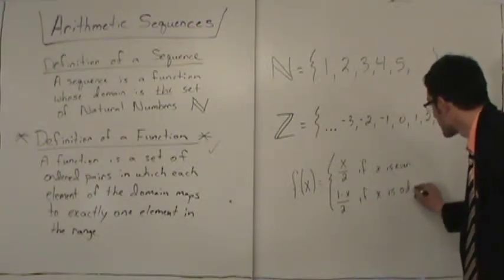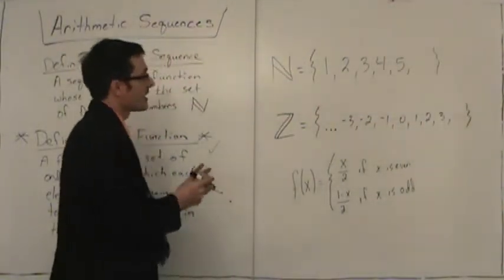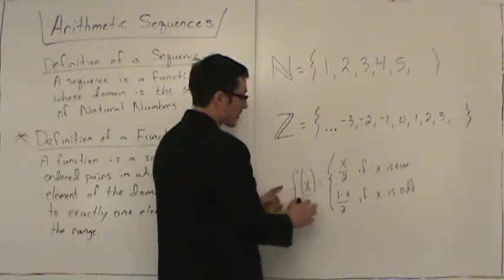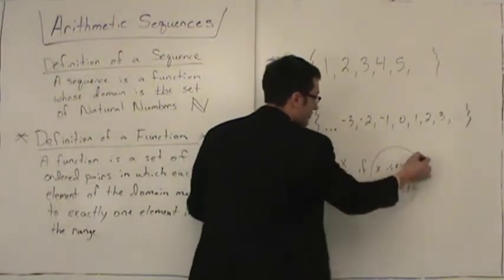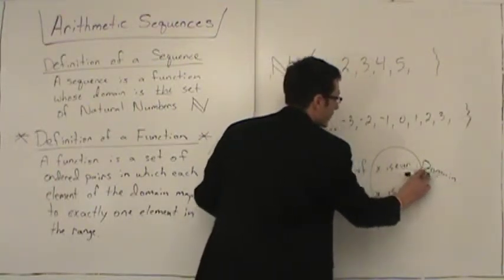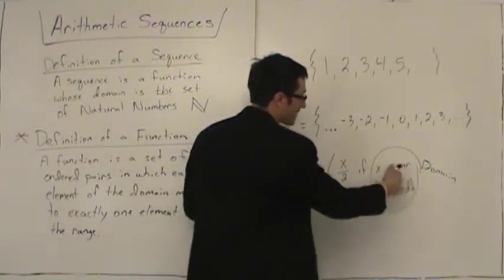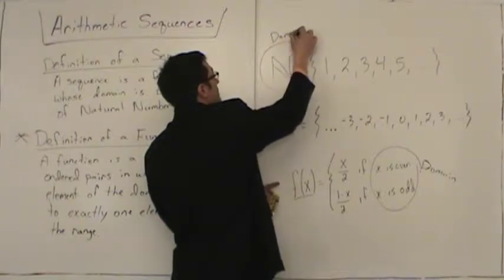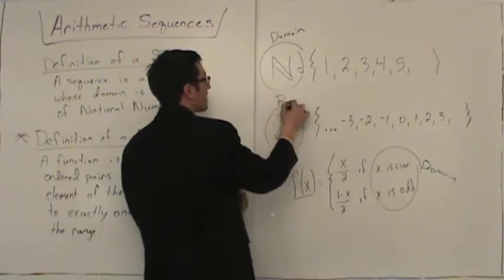Now, this is a piecewise function. We've talked about piecewise functions already. So we're going to use y equals, remember f of x is a representation of y, equals x over 2 if x is even, and y equals 1 minus x over 2 if x is odd. And remember over here we have the domain. What's our domain? Our domain is going to be the set of natural numbers. And the set of integers will be the range.